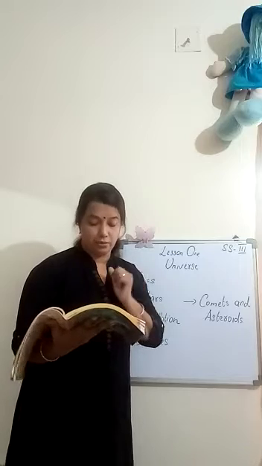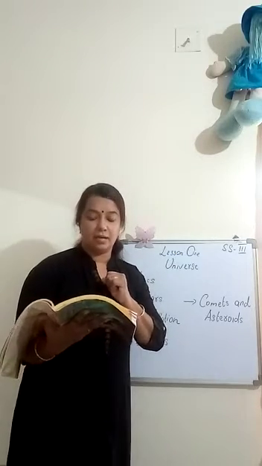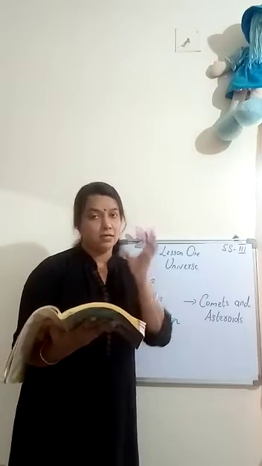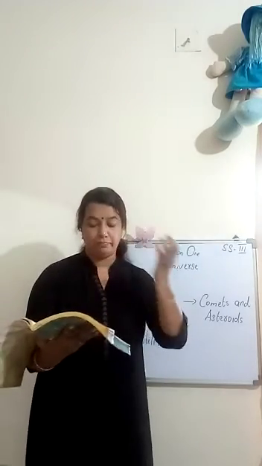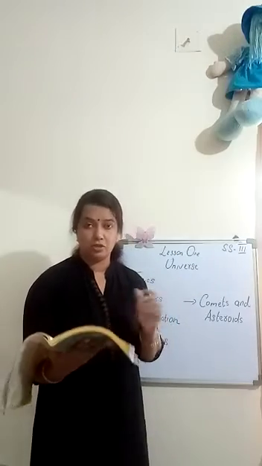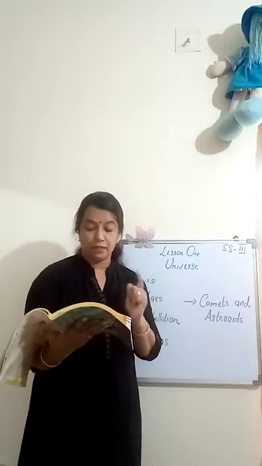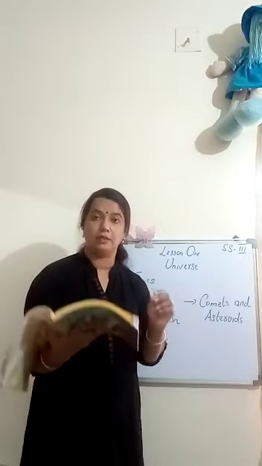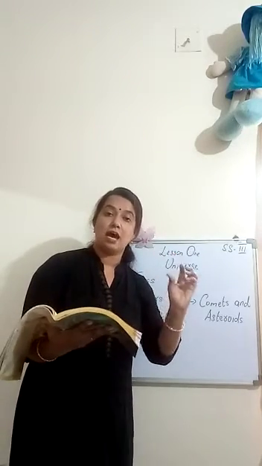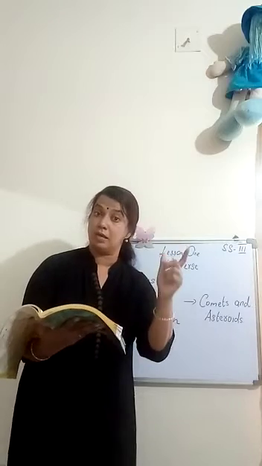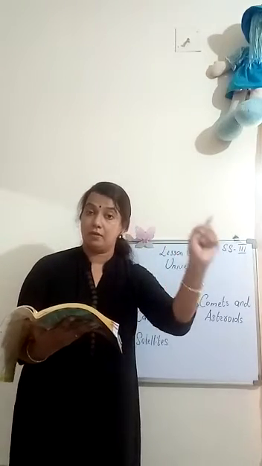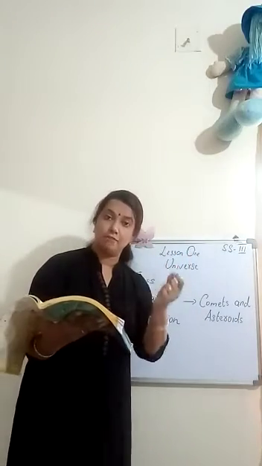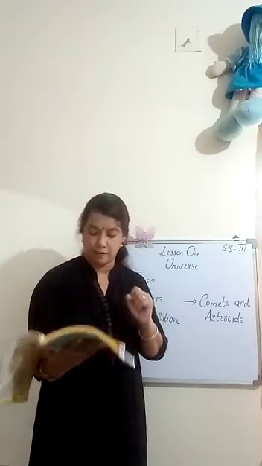Now the next one is satellites. Satellites are small celestial objects that move around a planet. The moon is a natural satellite of the earth. It moves around the earth along a specific path or orbit. This moon has a specific path, the same as the planets, right? They were moving around in their orbits. The same way the moon also has a specific path.